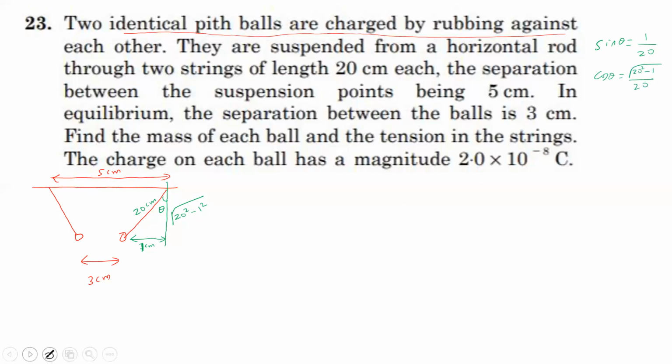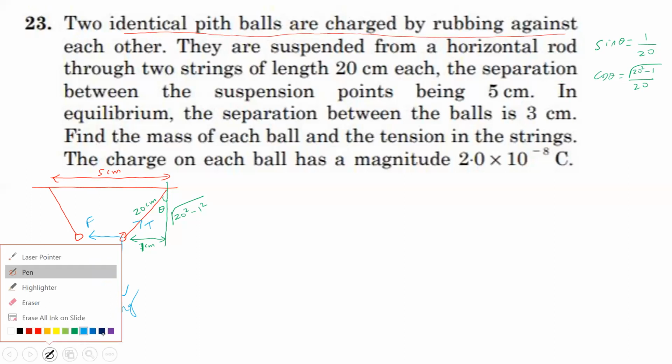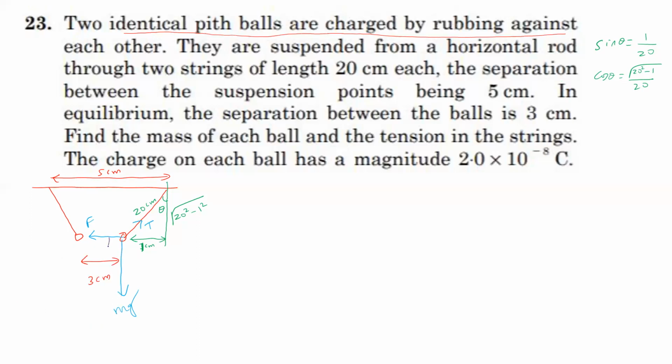Now we can substitute the forces. What are the forces acting here? See here, one is the mg force acting in this direction, another is the electrostatic force acting in this direction, and in this direction tension is acting. Okay, now let us take the angle here as 90 degrees. We can take this angle as 90 plus theta, and this angle is 180 minus theta.